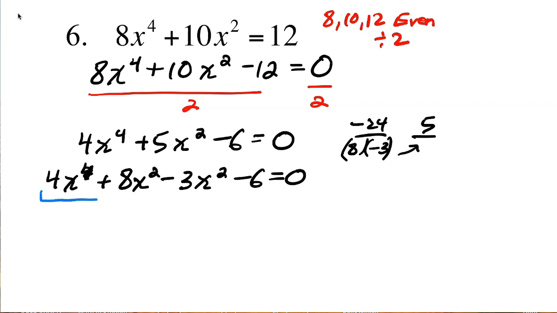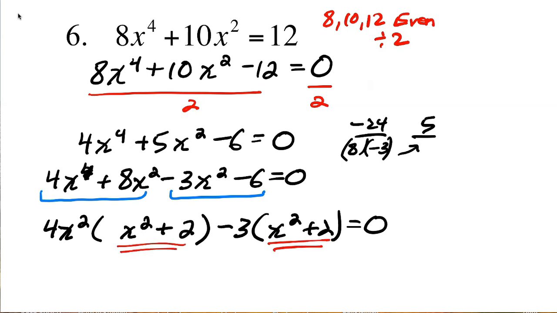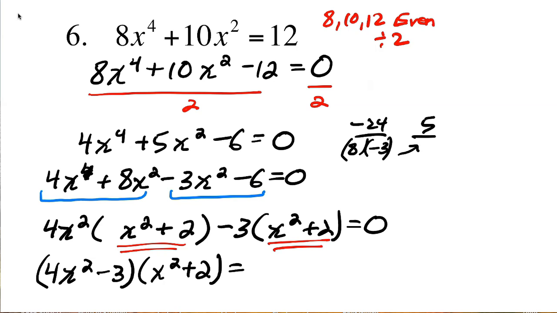And then we factor by grouping. So we'd take out a 4x squared, and we're left with x squared plus 2. And then in the next one we'll take out a negative 3, and that would be x squared plus 2 equals 0. And we know we did this right because these are identical. So we'd have 4x squared minus 3 times x squared plus 2 equals 0.